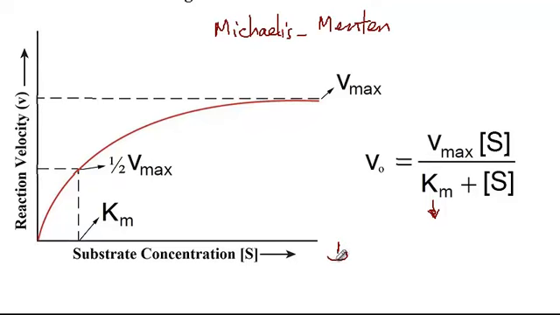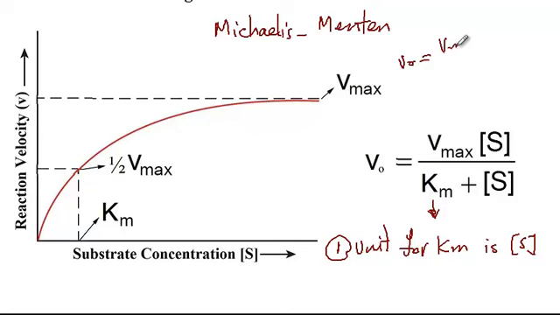So that's the first important concept. Unit for Michaelis constant is substrate concentration. And in fact, if you plug in this value in this equation, what you get is that V0 is equal to Vmax times substrate concentration divided by substrate concentration plus substrate concentration, which is equal to 2S. So 2S. And once you cancel out the S together, V0 is equal to Vmax divided by 2.